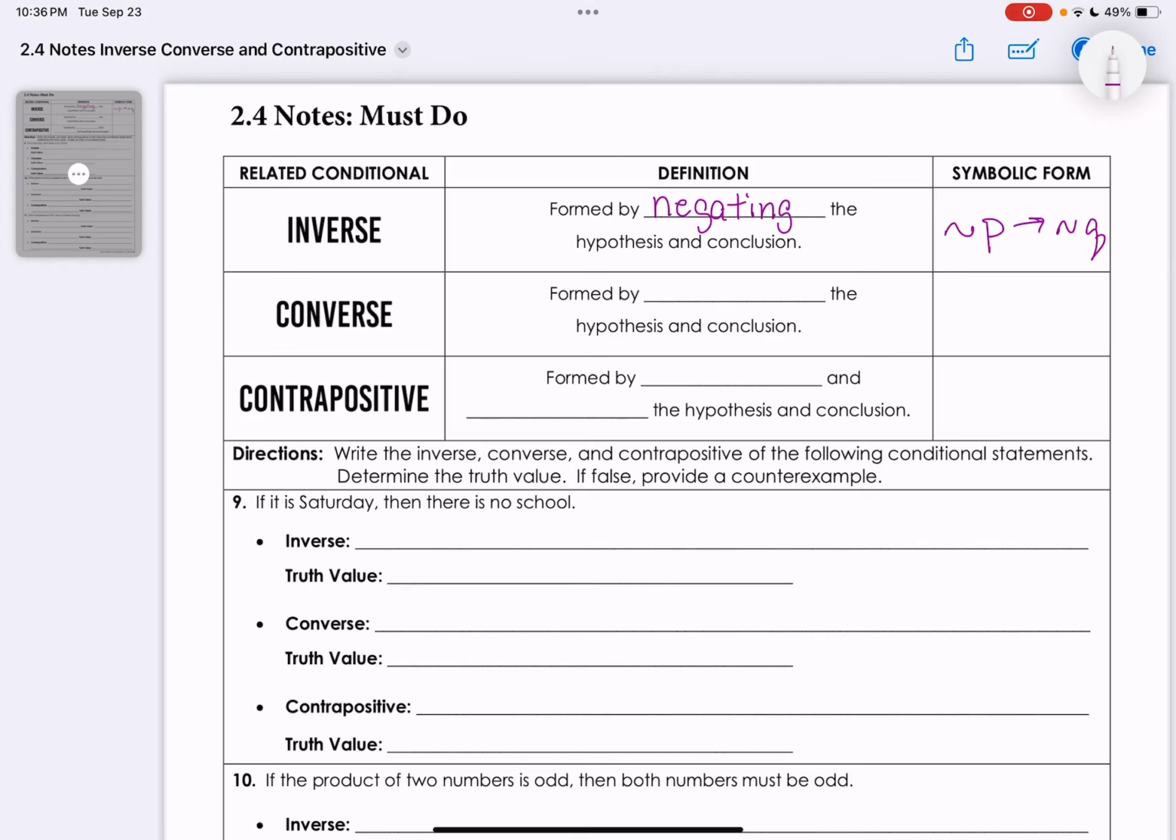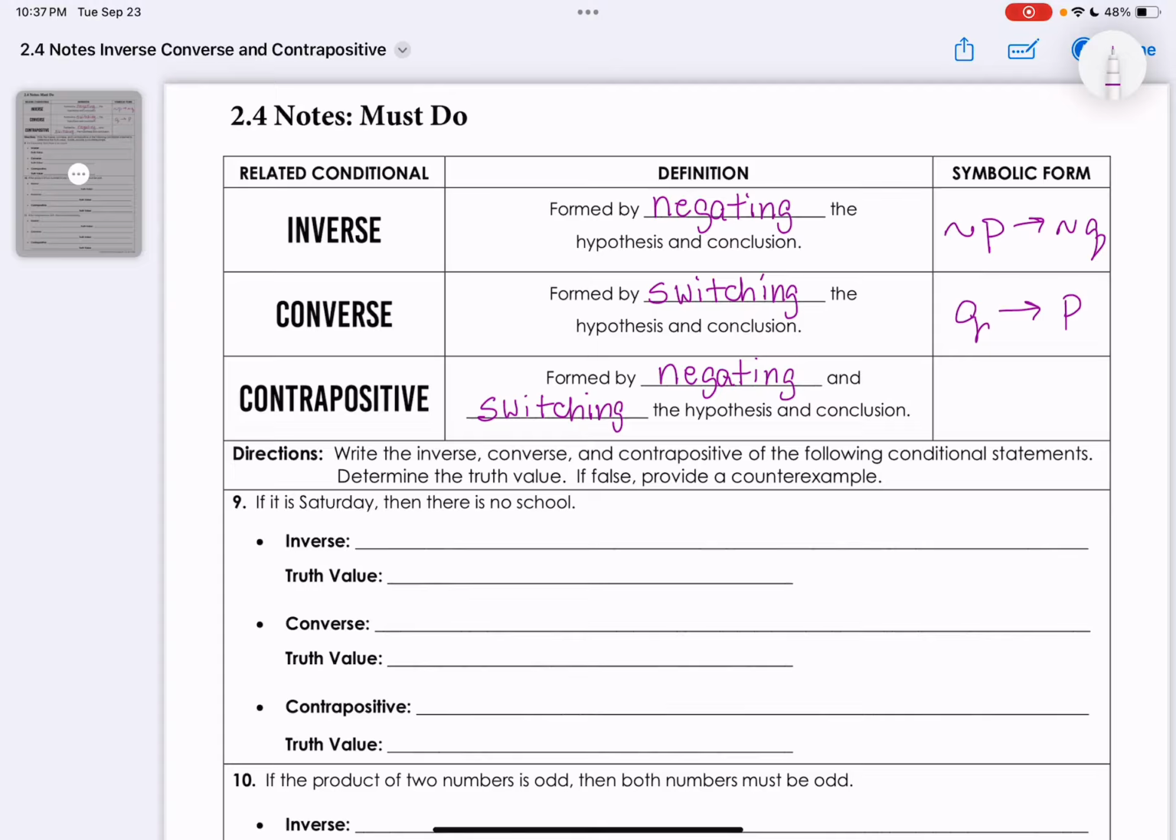The converse, on the other hand, is formed by switching the hypothesis and the conclusion. So now we're going to have if Q, then P. And then the contrapositive is formed by negating the first part and switching, so it's a combination. Negating and switching the hypothesis and conclusion.